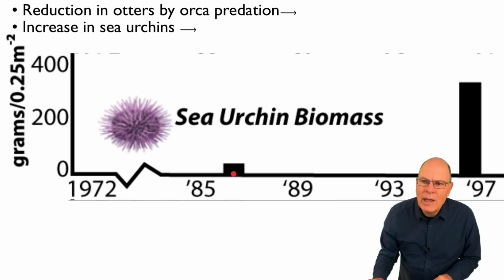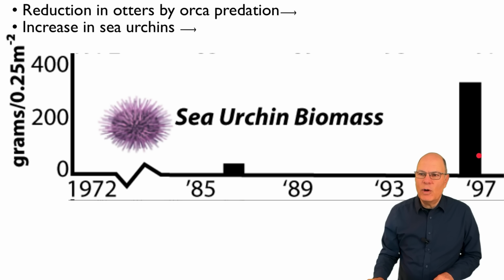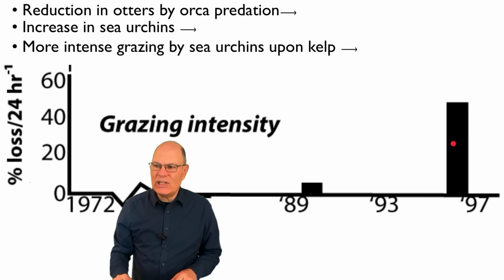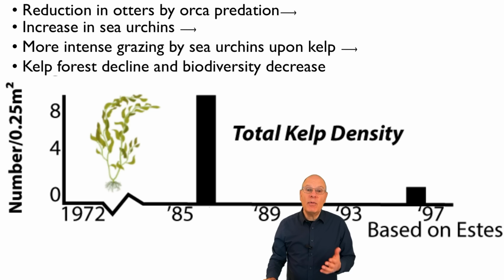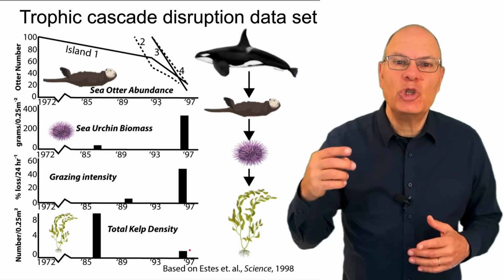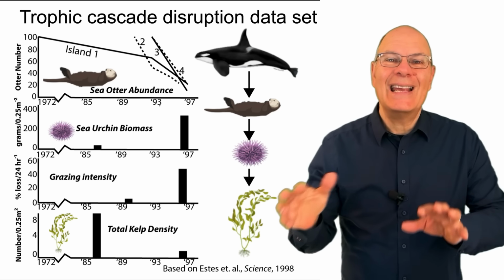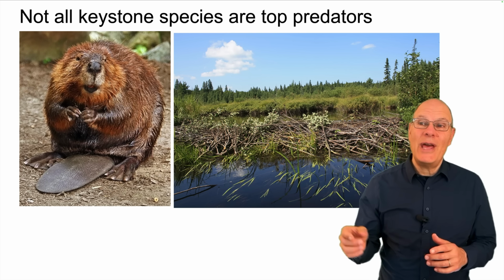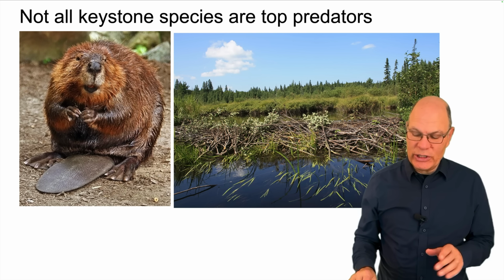Here it is in the late 1980s. Here it is just before 1997. That led to more intense grazing by sea urchins upon kelp. This is a measure of their grazing intensity, and that led to kelp forest decline, which you can see in the overall decrease in kelp forest density. Again, what's important is your ability to interpret these data sets and connect it to the idea of a trophic cascade. Finally, it's important to note that not all keystone species are top predators.